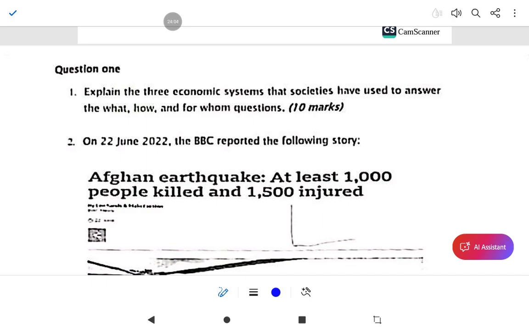Again, the PDF will be available in the Google Classroom so that you can go through it and frame the answers in your own way. And please remember to use economic language as you will be answering these particular questions. Okay, so let us move on.